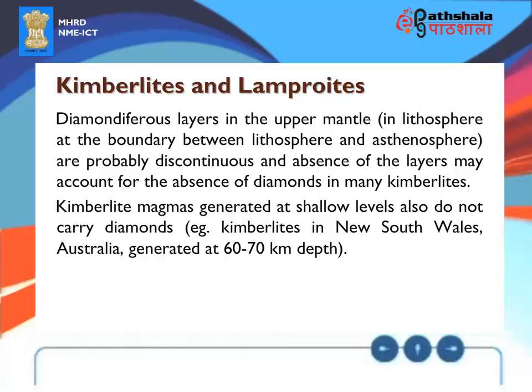Diamondiferous layers in the upper mantle lithosphere, at the boundary between lithosphere and asthenosphere, are probably discontinuous, and absence of the layers may account for the absence of diamonds in many kimberlites. Kimberlite magmas generated at shallow levels also do not carry diamonds. Example: kimberlites in New South Wales, Australia, generated at 60 to 70 km depth.